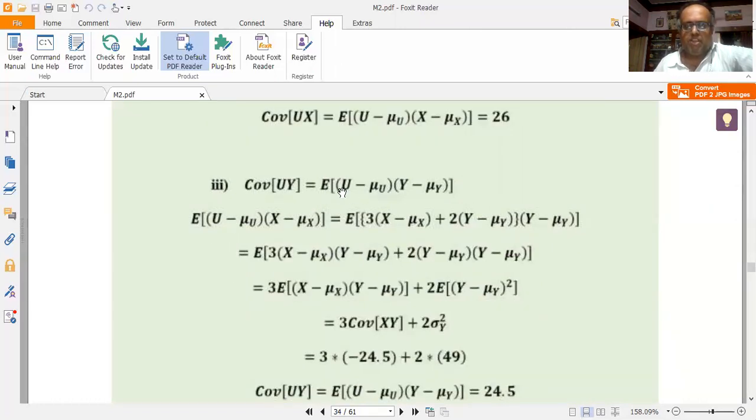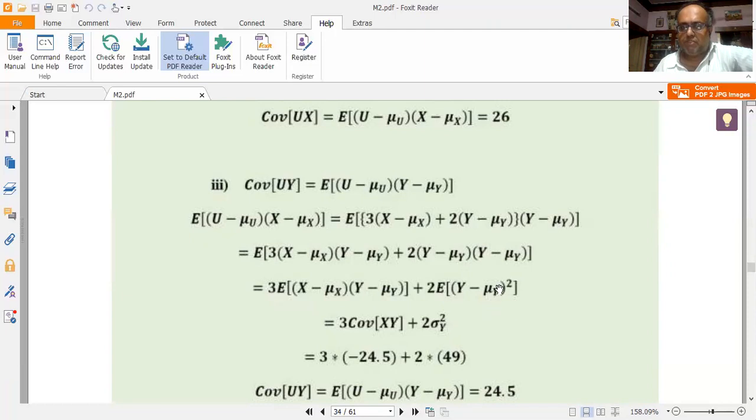Covariance of uy is equal to, use the definition of the covariance. U and y are two random variables. So this is equal to expected value of u minus mu u into y minus mu y. Since u is equal to 3x plus 2y, I can write this as expected value of 3 into x minus mu x plus 2 into y minus mu y, entire thing multiplied by y minus mu y. Further simplification and multiplication gives me expected value of 3 into x minus mu x into y minus mu y plus 2 into y minus mu y into y minus mu y. Or this I get as 3 into expected value of x minus mu x into y minus mu y plus 2 into expected value of y minus mu y the whole square.